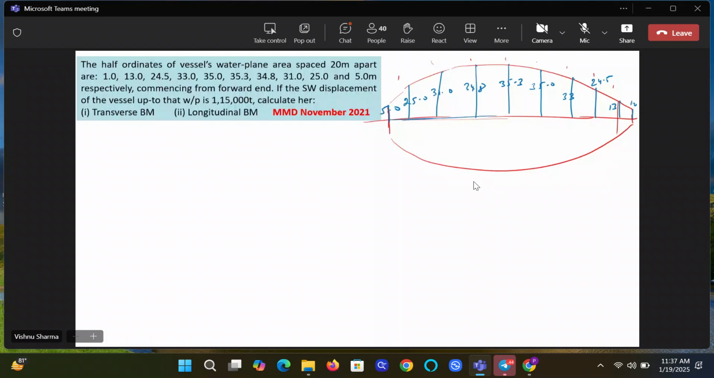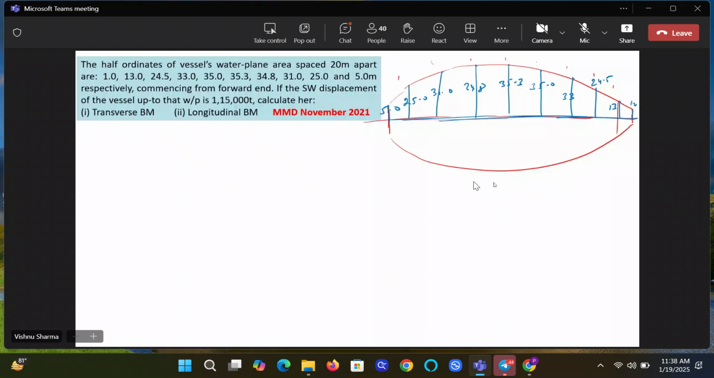Now this center line I have not drawn. I have drawn it only because I have to draw the half ordinates. Now, guys, for BML, which axis do we need? Athwartship through center of flotation. So if you remember the previous question where we had done the rectangle and triangle, we had to find AF, because unless I know where center of flotation lies, I can't draw the axis.